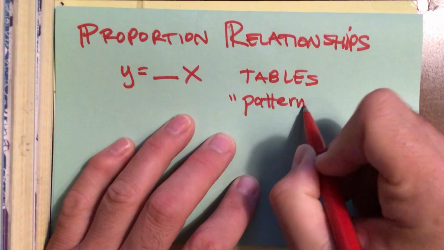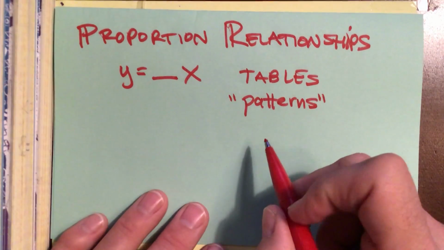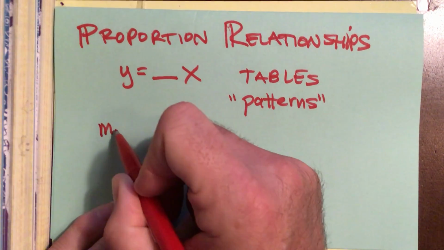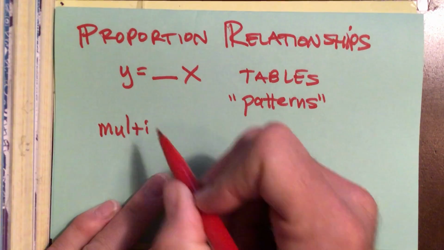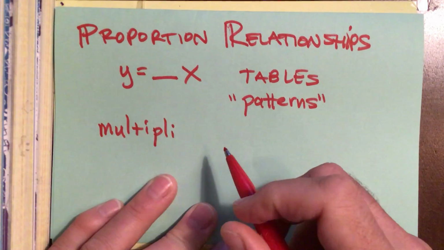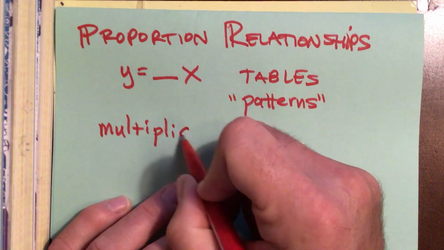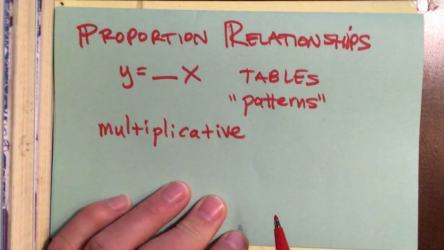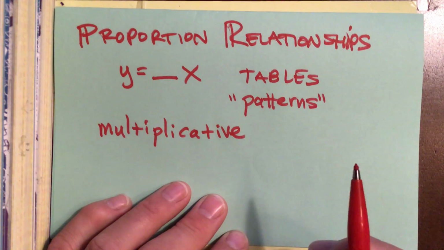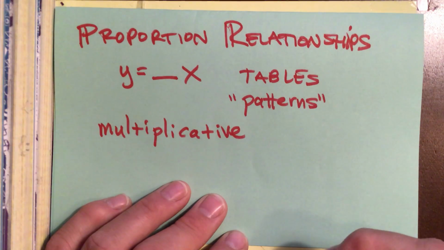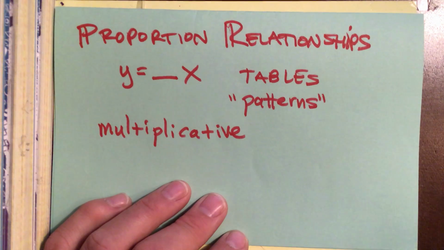Patterns. Okay, now the thing is, we're going to be looking for something. If you remember this word from earlier in the year, multiplicative. Now I'll be honest, I don't know if I remember hearing that word when I was in school, or I totally blanked it out. That's a big word, multiplicative. That just means that the relationship is either times or divide by something.